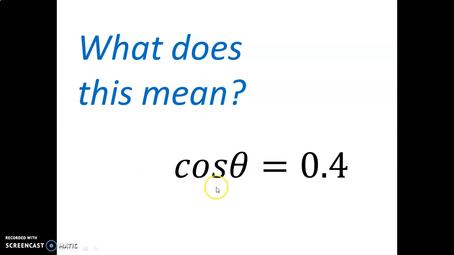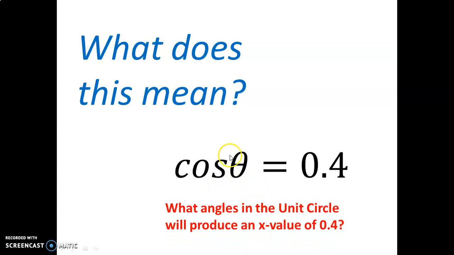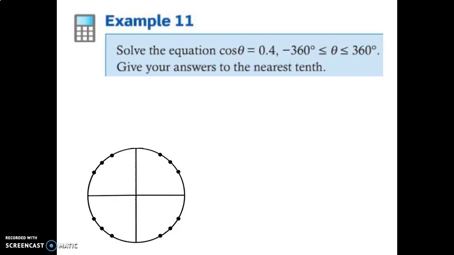Okay, so now let's look at this statement. We have this equation, cosine of theta equals 0.4. What does this mean? Well, this means, in simple terms, what angles in the unit circle will produce an x value of 0.4, because remember, cosine represents x values. So we're saying what unknown angles will lead to an x value of 0.4. We can look at this graphically. We're also going to look at it through just solving. So let's try solving it first.